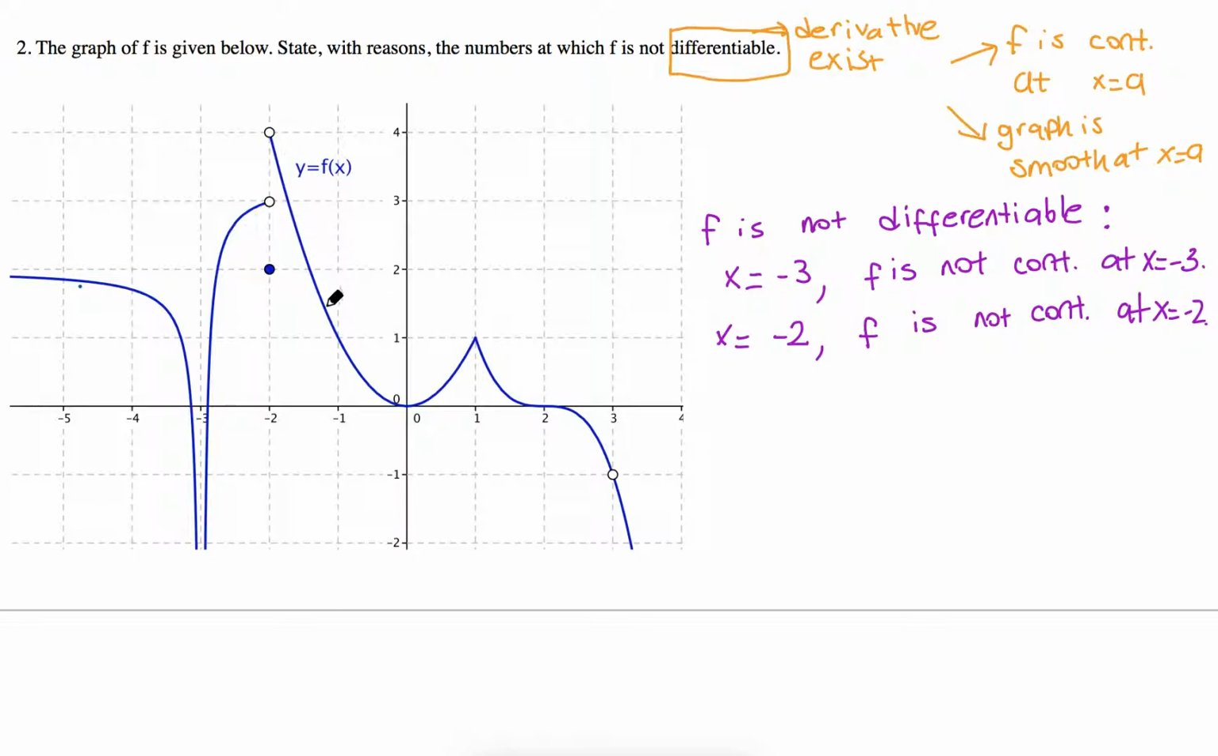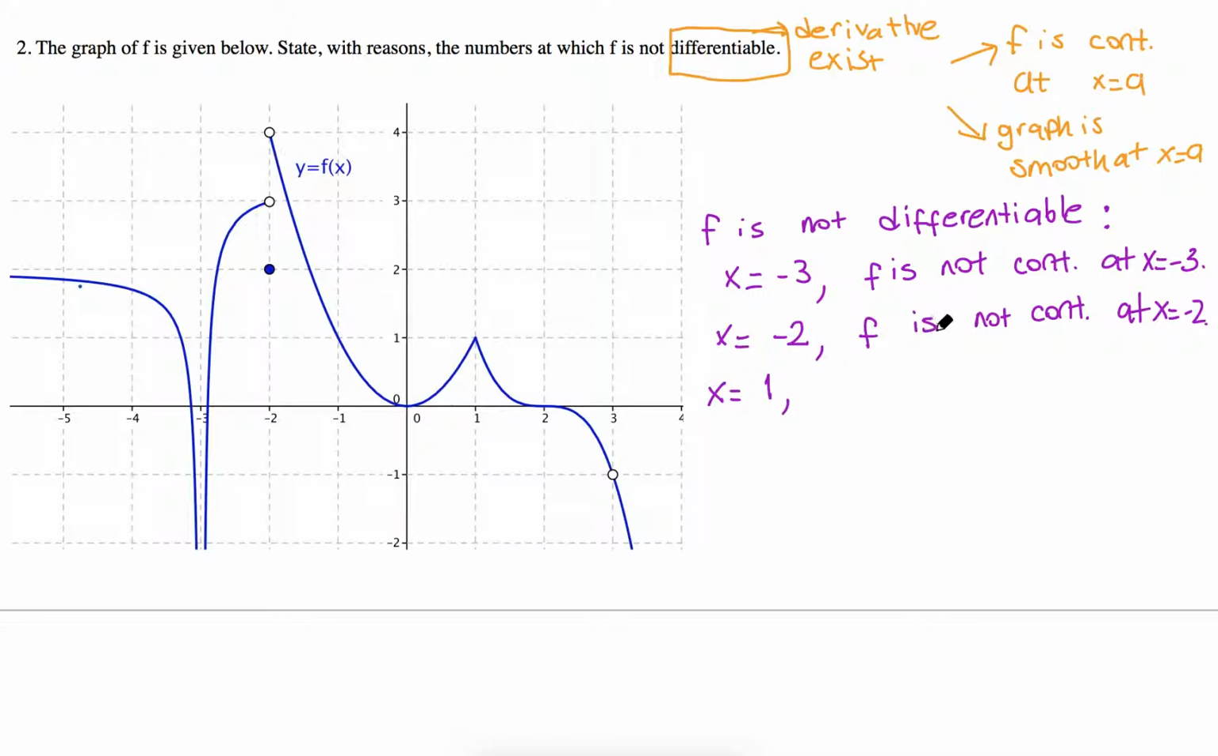Okay, let's move on with the graph. Nice and smooth graph. Everything is nice and smooth up until I come to 1. I increase here and I immediately fall. So there is a problem here. We have a sharp corner, sharp edge in the graph of f. So f is not differentiable at 1 either. So x is equal to 1.